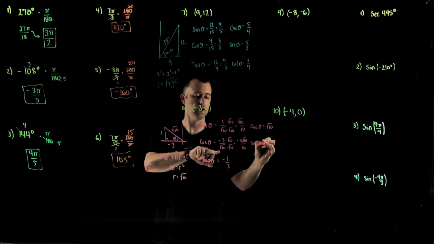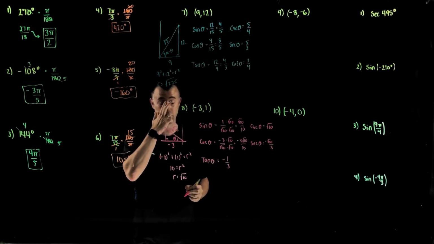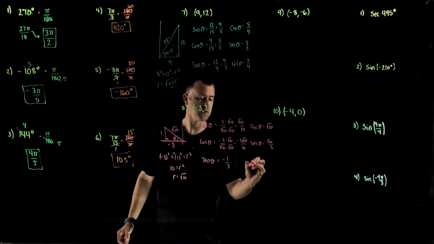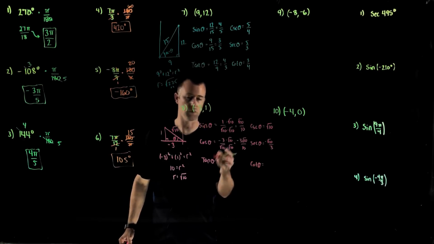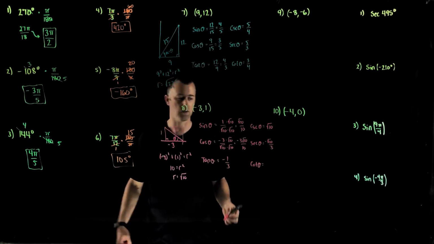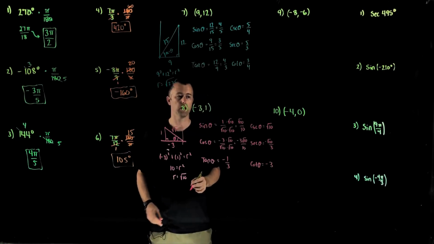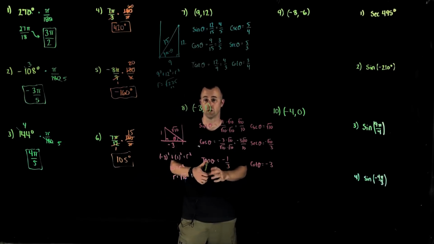So secant of theta is going to be -radical 10 over 3. I'm going to keep that one because I don't have to rationalize. And finally, cotangent. I don't have to worry about that because -1/3, I didn't have to rationalize anyway. So this would just be -3, or -3 over 1. So those are going to be your trig ratios for number 8.